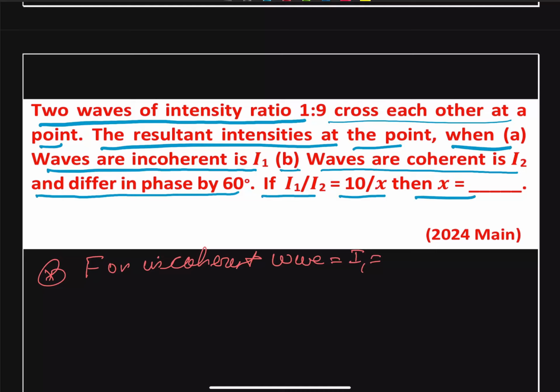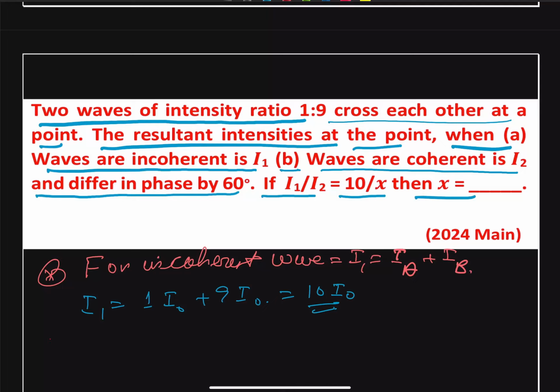So this will be equal to IA plus IB, and the ratio is given as 1:9. So in terms of ratio, we can write that our I1 will be equal to IA, we can write in terms of 1 I0, and IB is our 9 times I0, and this comes as 10 I0.